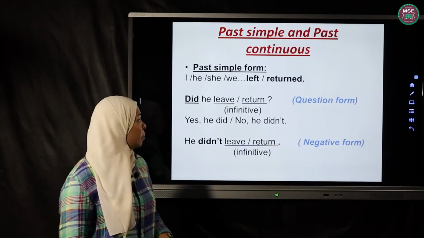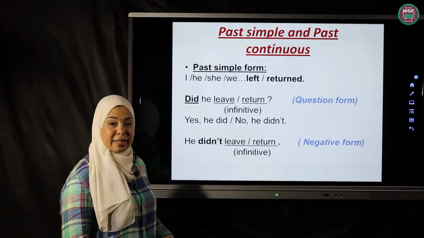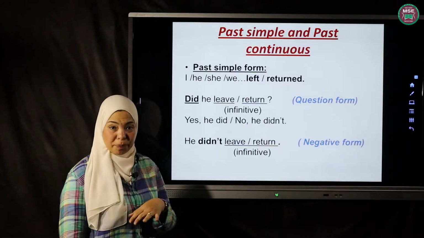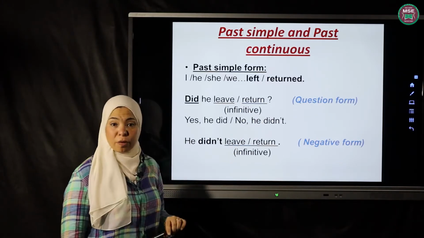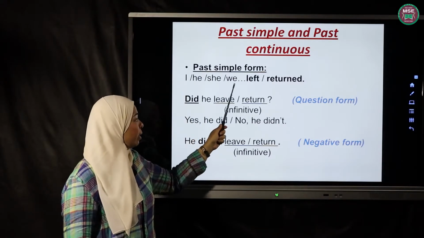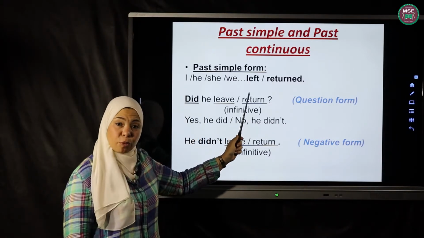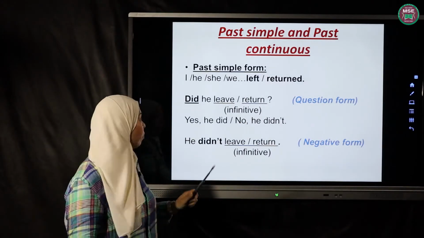First, the past simple form. The past simple form, as of course you know, is that we put the verb in the past form by putting ed at the end of the verb, or changing the verb for the irregular ones. Like here, I, he, she, we left, which is the past form for leave. Returned, the past form for return.